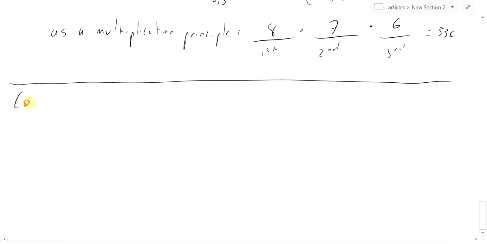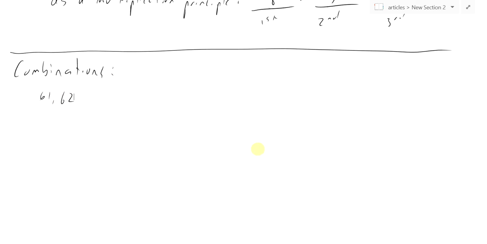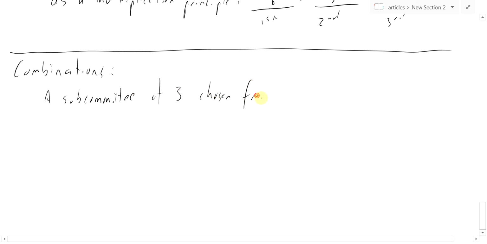Combinations, so this is the third part of this video. This deals with a bunch of different problems. We'll start with problems like 61 and 62. Actually, the subcommittee problem. This shows up in a bunch of these problems in various places. So a subcommittee of 3 chosen from a larger committee of 15.